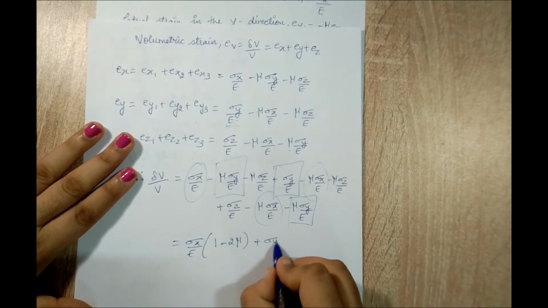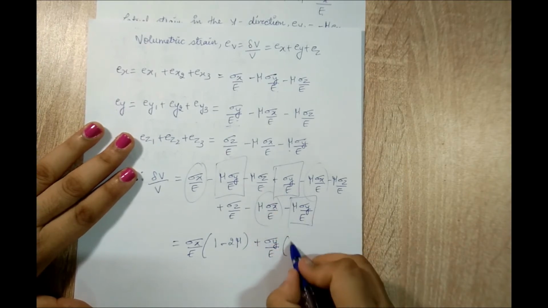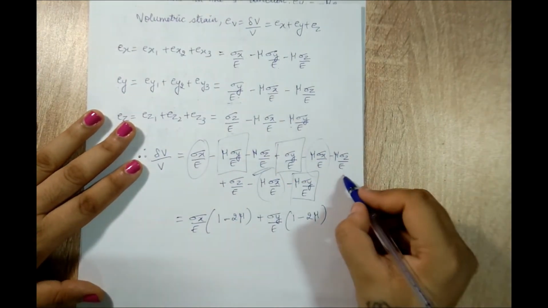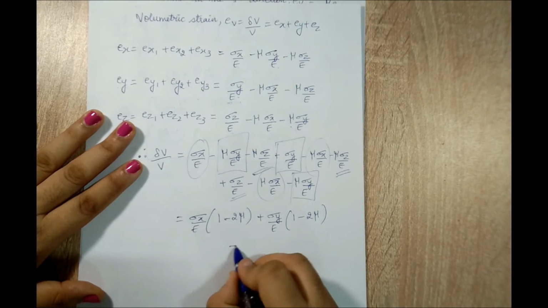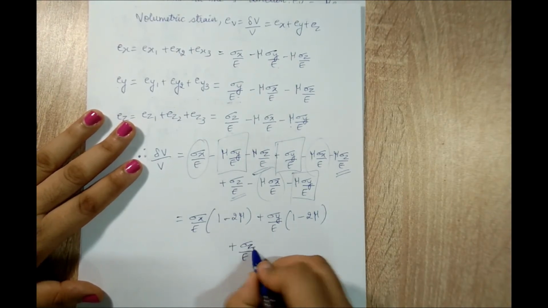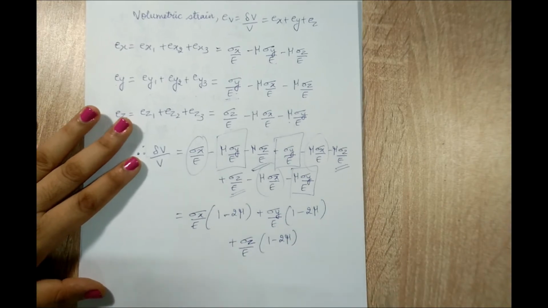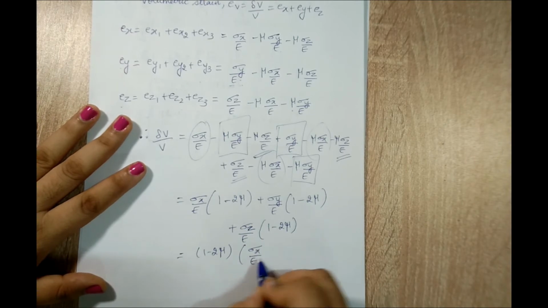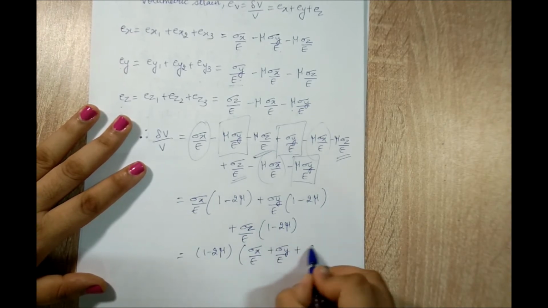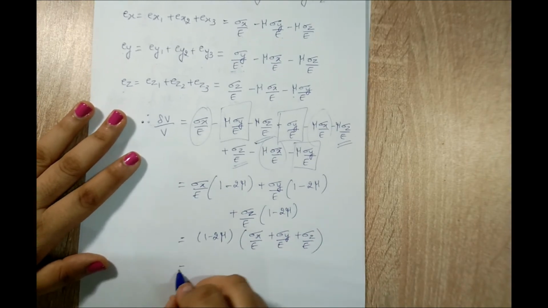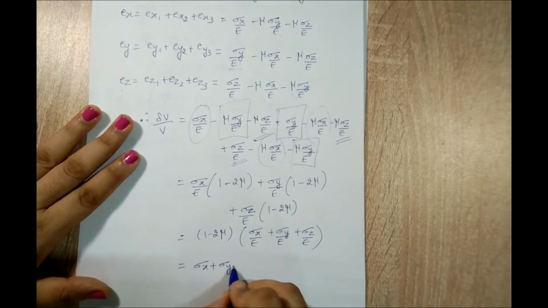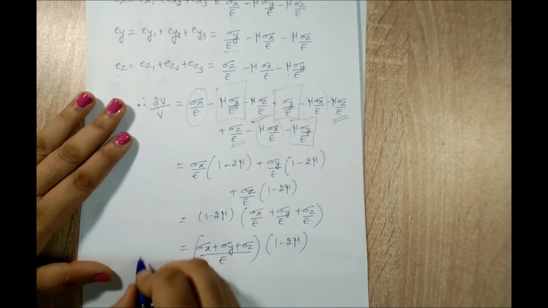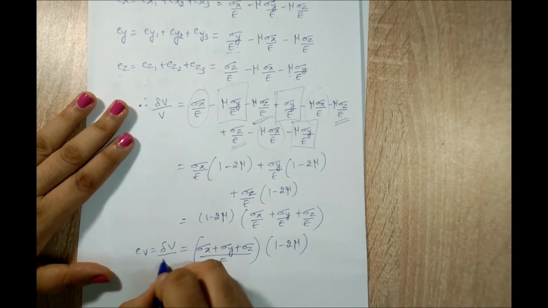So I'll write plus sigma y upon E from here. First is 1 and these two will again add up to the same value. And last I'll look for sigma z, which has the 1st, 2nd and 3rd terms here. So I will get the same terms. So it is sigma z upon E times 1 minus 2 mu. Here I have 1 minus 2 mu common. What remains is sigma x upon E plus sigma y upon E plus sigma z upon E. So upon rearranging this, I will get sigma x plus sigma y plus sigma z upon E into 1 minus 2 mu. So this is the formula of volumetric strain.